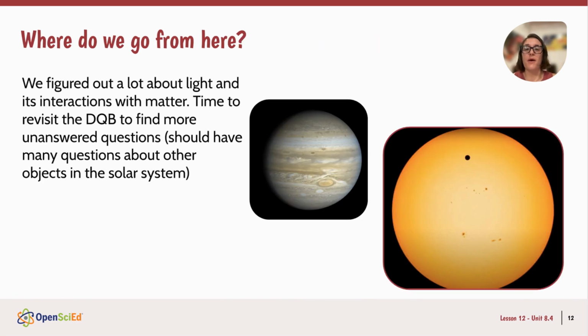So where do we go from here? We realize we've figured out a lot about light and its interactions with matter. So it's time for us to head back to the driving question board to figure out if we have any more unanswered questions. Hopefully we have lots of questions about other objects in the solar system, and then that's where we'll want to guide students next.